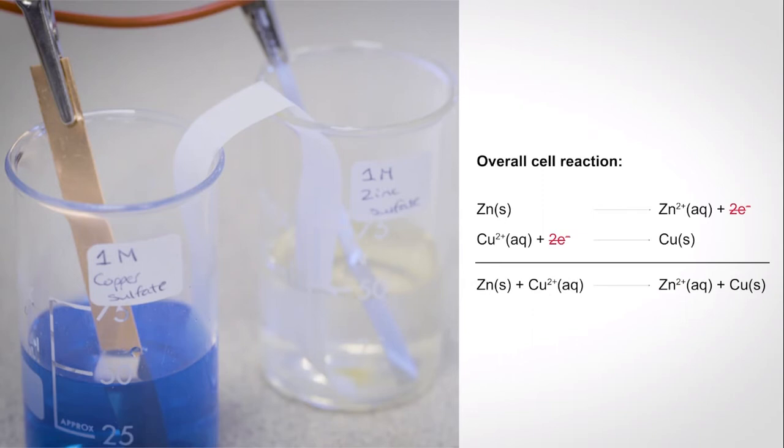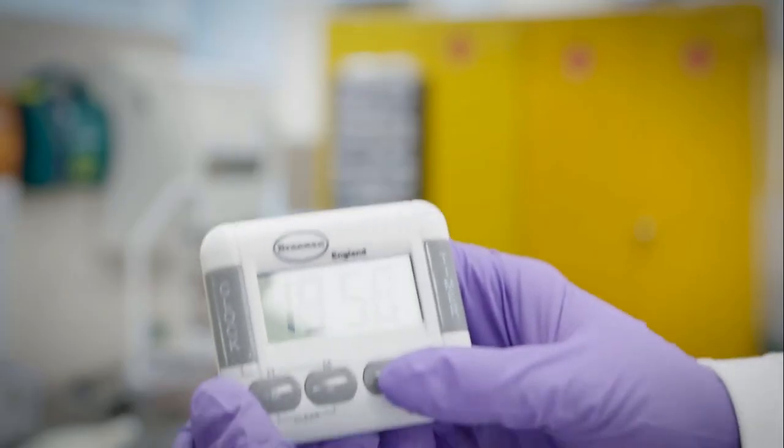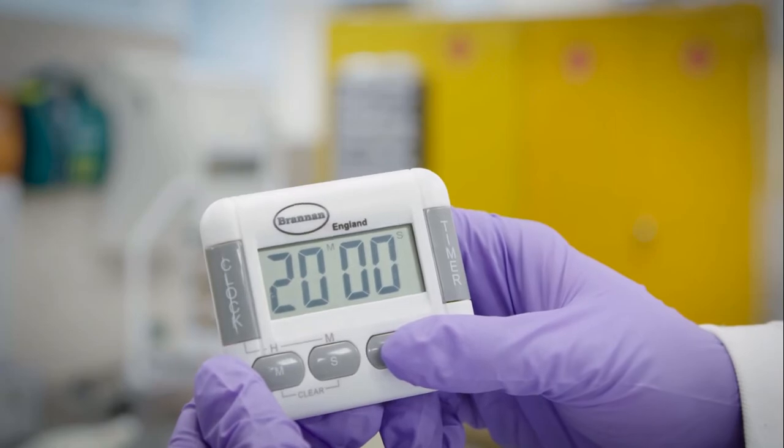As the two electrons are lost from the anode and accepted at the cathode, the two half equations can be combined to give the overall equation for the change that occurs in the electrochemical cell. The cell has been operating for 20 minutes and is still working.